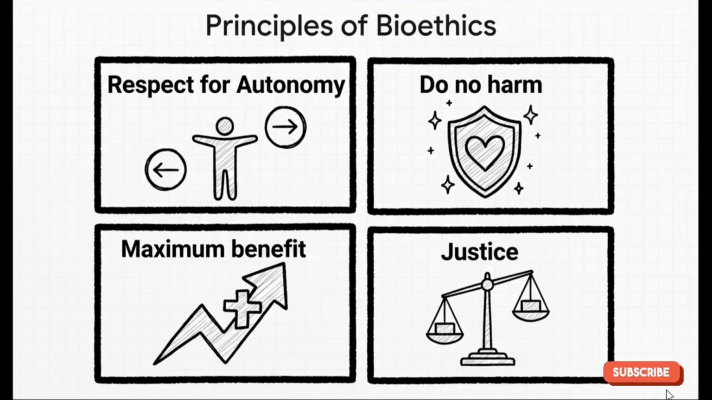Bioethics is built on 4 core principles that you absolutely need to know. First is respect for autonomy, which just means the patient is in charge and gets to make the final decision. Second, do no harm, or non-maleficence. The AI can't make a patient's situation worse. Third is beneficence, meaning the AI has to actually do good and provide a clear benefit. And finally, justice. The system has to be fair to everyone and treat all groups of patients equally.